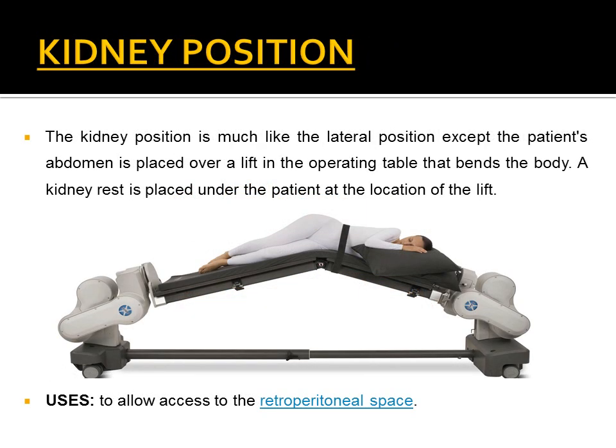Now, kidney position is much like the lateral position except the patient's abdomen is placed over a lift in the operating table that bends the body. A kidney rest is placed under the patient at the location of the lift. Uses of kidney position: to allow access to the retroperitoneal space.